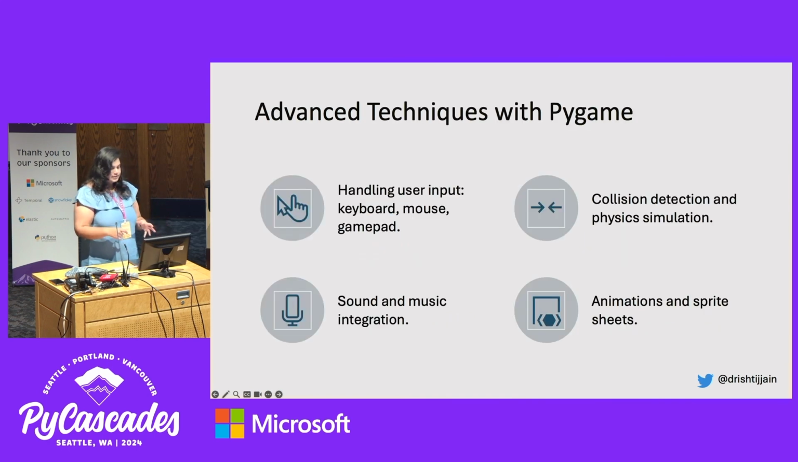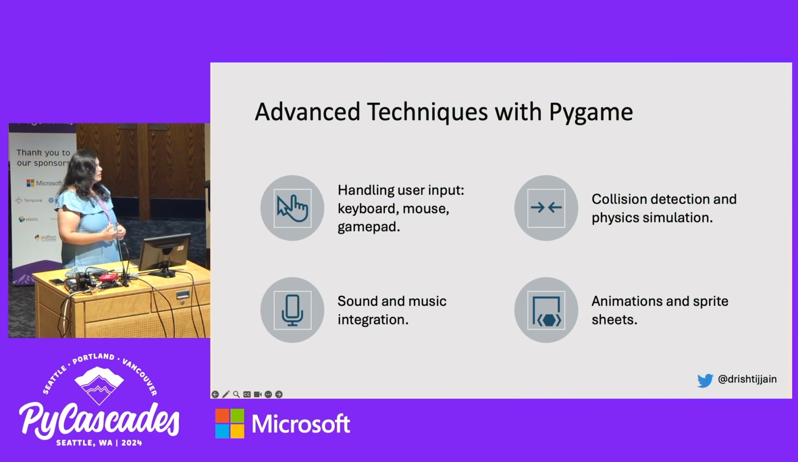A few of the advanced techniques that you can do with Pygame. One is handling user input, like the keyboard, the mouse, the gamepad. You can add features like if you scroll twice, maybe the player should jump, or if you press down your gamepad with one finger, what should happen, and with two fingers, what should happen. Especially when you're making your character jump, it should have a natural feel to it. So that helps.